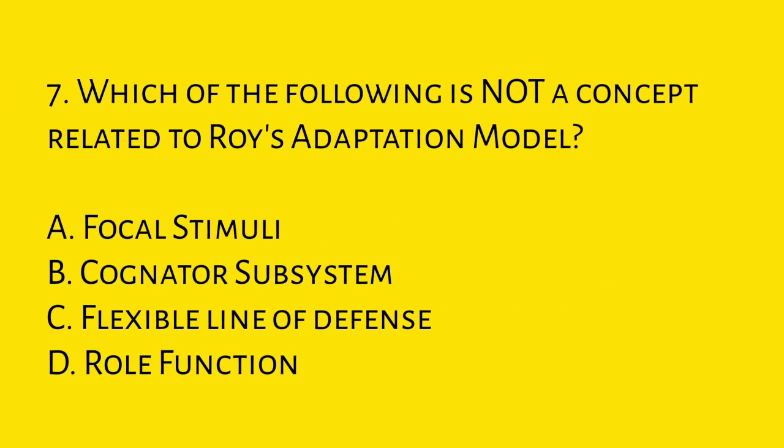7. Which of the following is not a concept related to Roy's adaptation model? A. Focal stimuli. B. Cognator subsystem. C. Flexible line of defense. D. Role function. Correct answer: Letter C. Flexible line of defense.